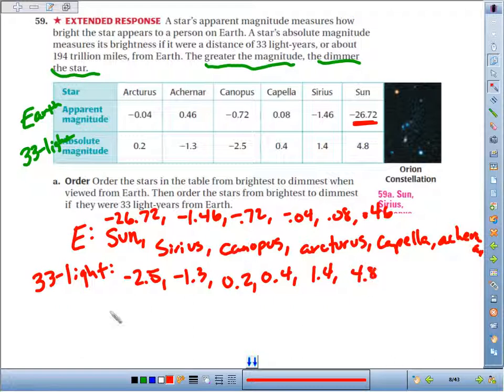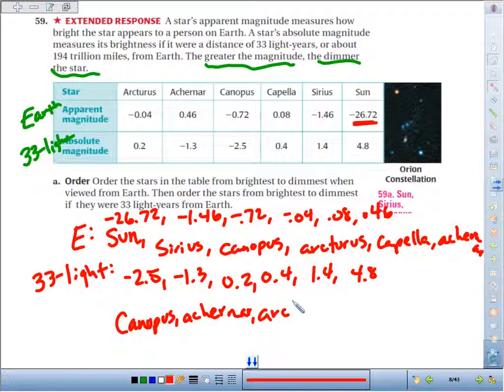So given names, negative 2.5 is Canopus, negative 1.3 is Achernar, 0.2 was Arcturus, 0.4 was Capella, 1.4 was Sirius, and 4.8, that was the sun.